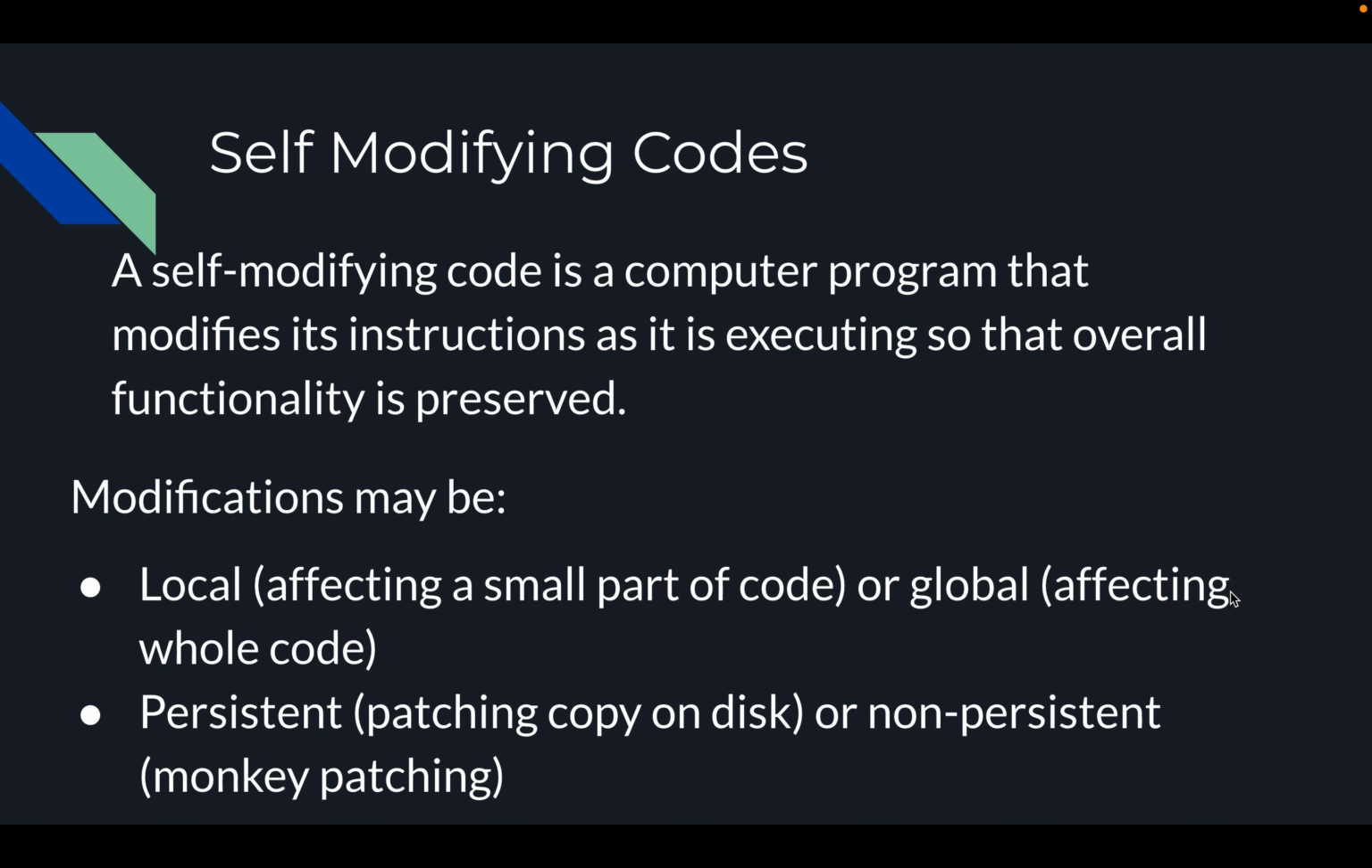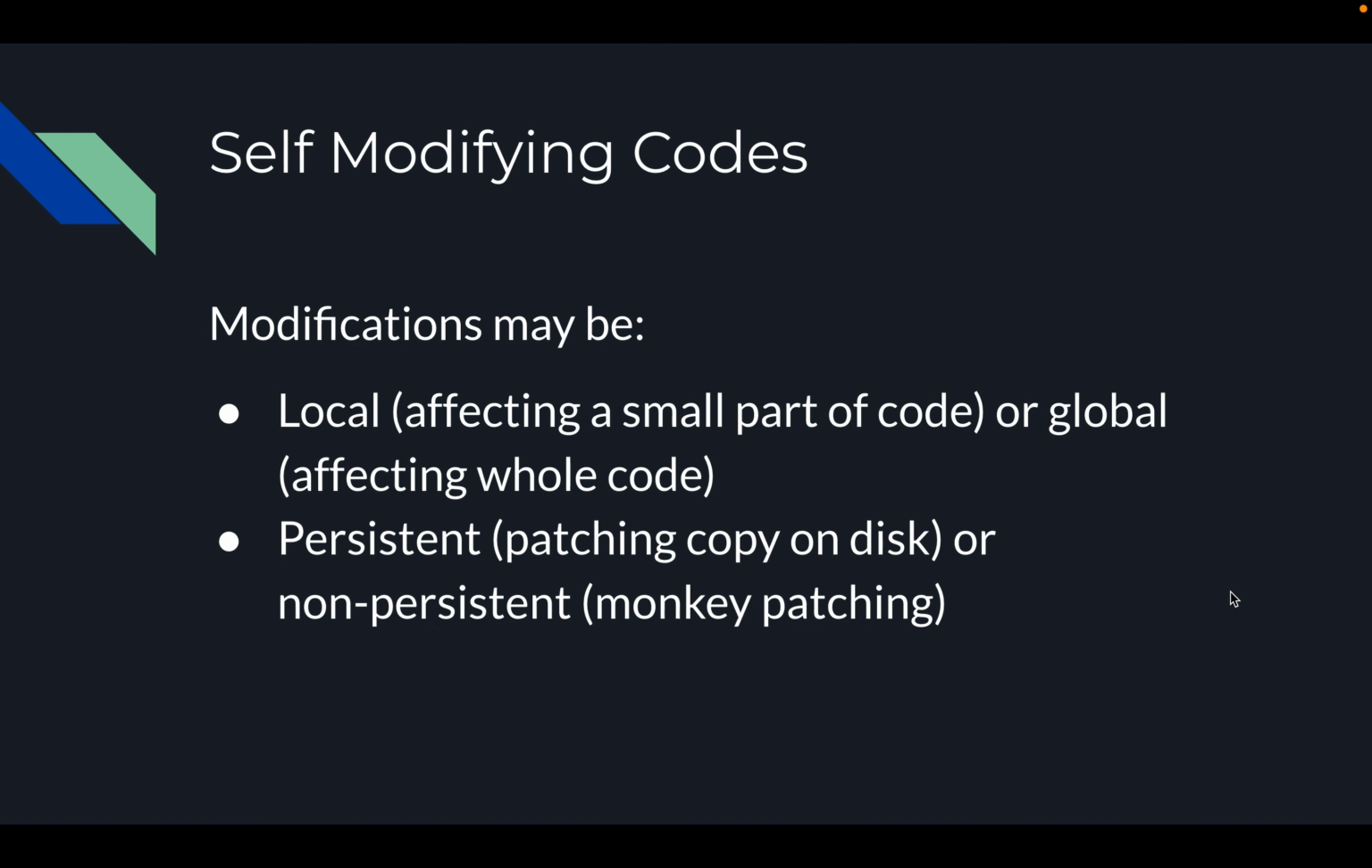Now let's talk about a brief of self-modifying codes. Self-modifying code is a computer program that modifies its instructions as it executes so that overall functionality is preserved. There are two kinds of modifications. It could be local, affecting a small part of the code, and then global, affecting the whole code. Same, it could be persistent or non-persistent.